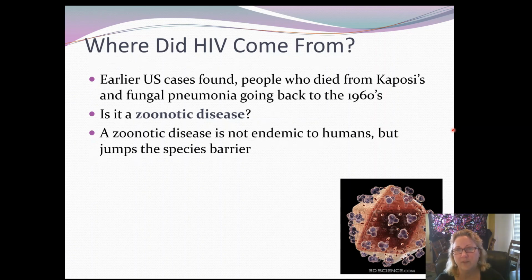So if it's a zoonotic disease, something that recently jumped the species barrier, where did it come from? Once it's percolating in the human population and being transmitted continuously, it becomes an endemic human virus, which it is now because it's being continuously transmitted in the human population. But it wasn't at some point. It's a recent virus.